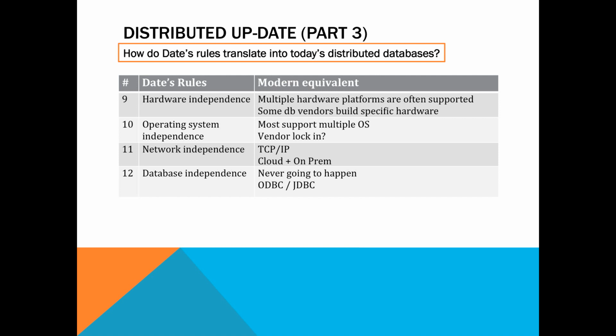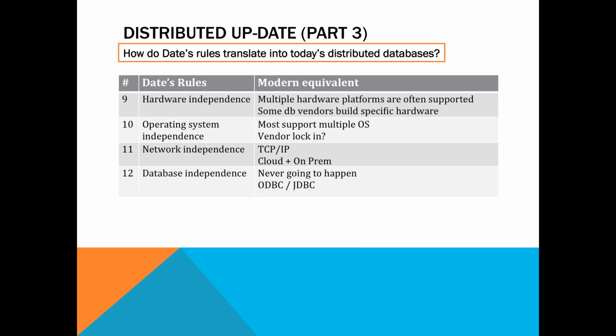So, rule number 9, hardware independence. Almost everything runs on the Intel x86 64-bit hardware at this point in time. There certainly are other options out there. Many databases do support multiple platforms, and unfortunately some of these databases actually have their own proprietary hardware that is released by the company that releases the database, so that definitely is a restriction. I think overall this is a solid criteria.